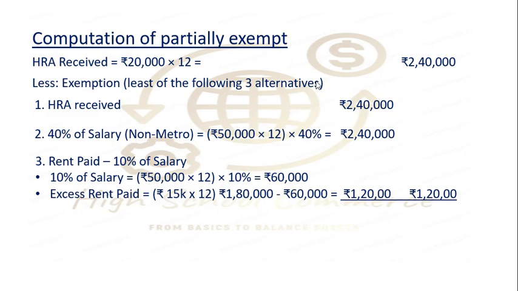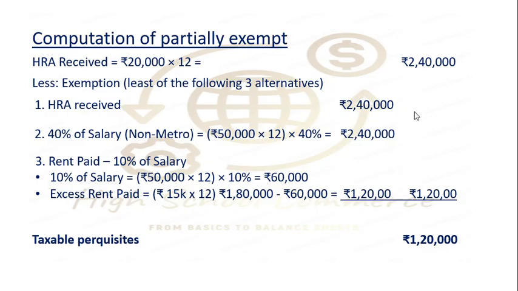1,20,000. Now the government condition says the least of the following three. Number 1 is 2,40,000, number 2 is 2,40,000, and number 3 is 1,20,000. Out of these three, the least one is the third one. So 1,20,000 is allowable as an exemption in terms of HRA. So total taxable perquisite would be 1,20,000.